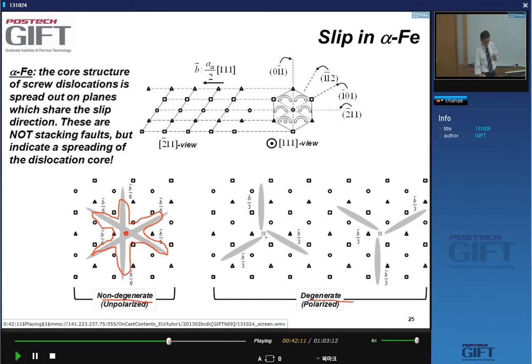So if it goes out on 110 planes, it can have a degenerate structure either like this, or like this, in the Y position or in the anti-Y position. So it's important to realize that this is not a stacking fault, but more a spreading of the dislocation core.